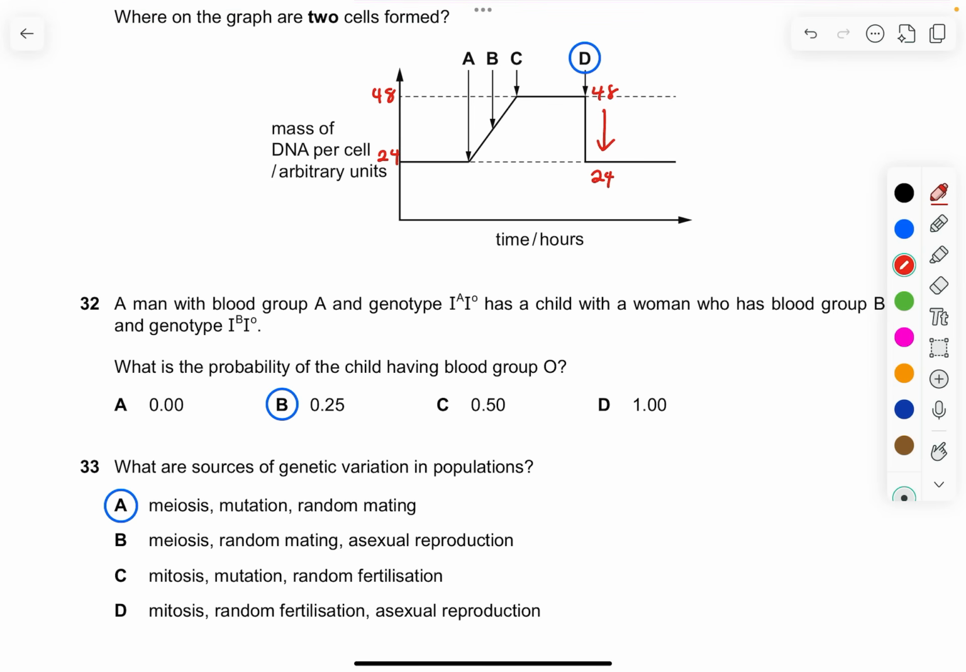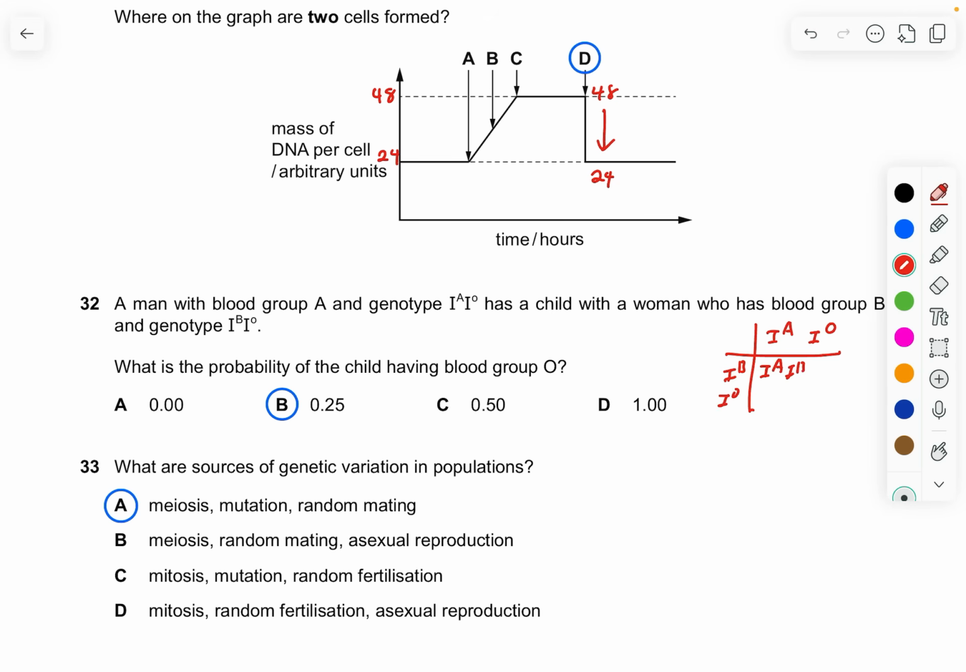Question 32. A man with blood group A and genotype IAIO has a child with a woman who has blood group B and genotype IBIO. What is the probability of the child having blood group O? So let's do a Punnett square. Let's put IA, IO, and we just put IB, IO. So let's just cross it.